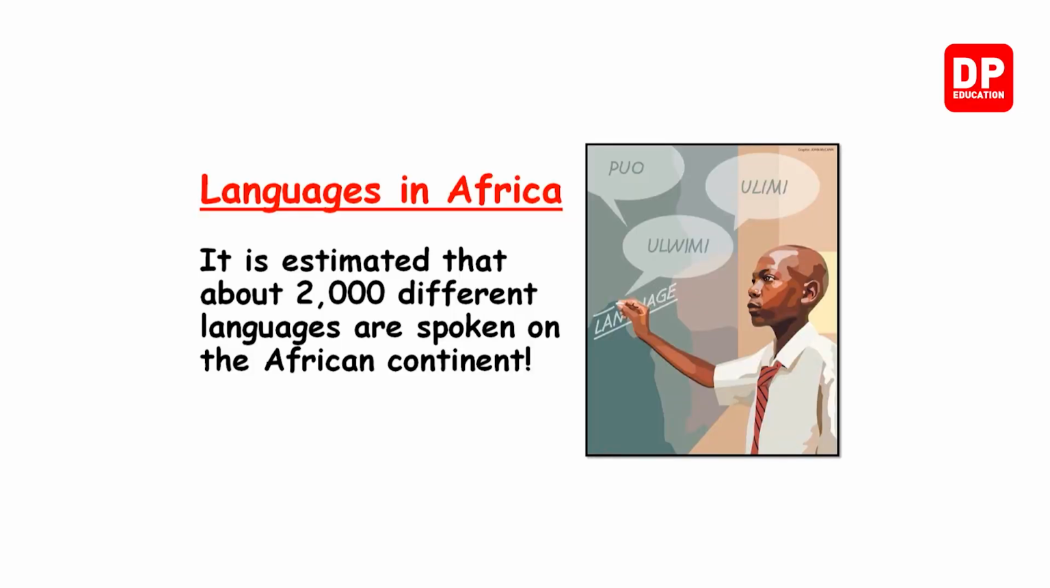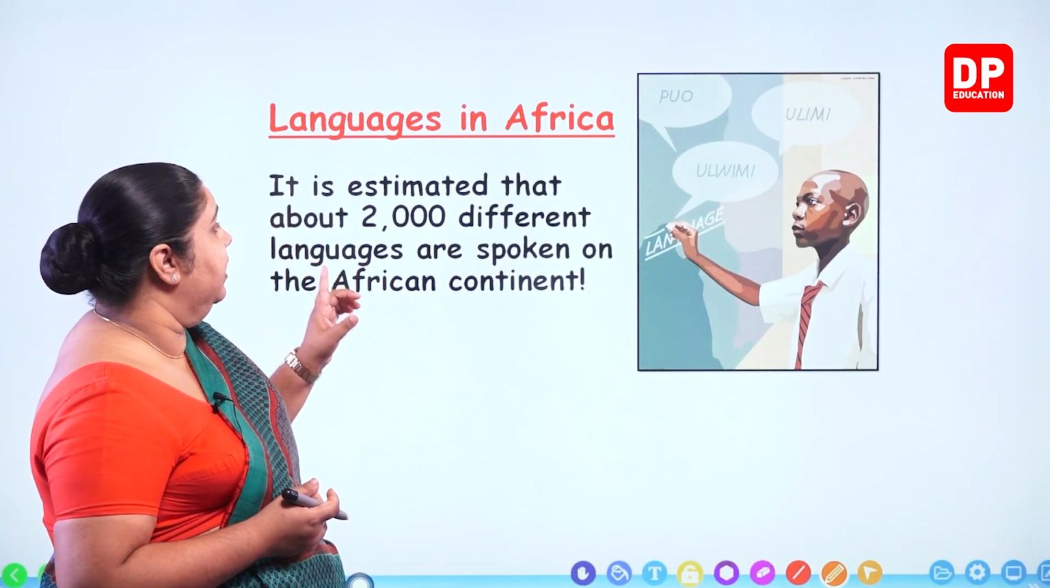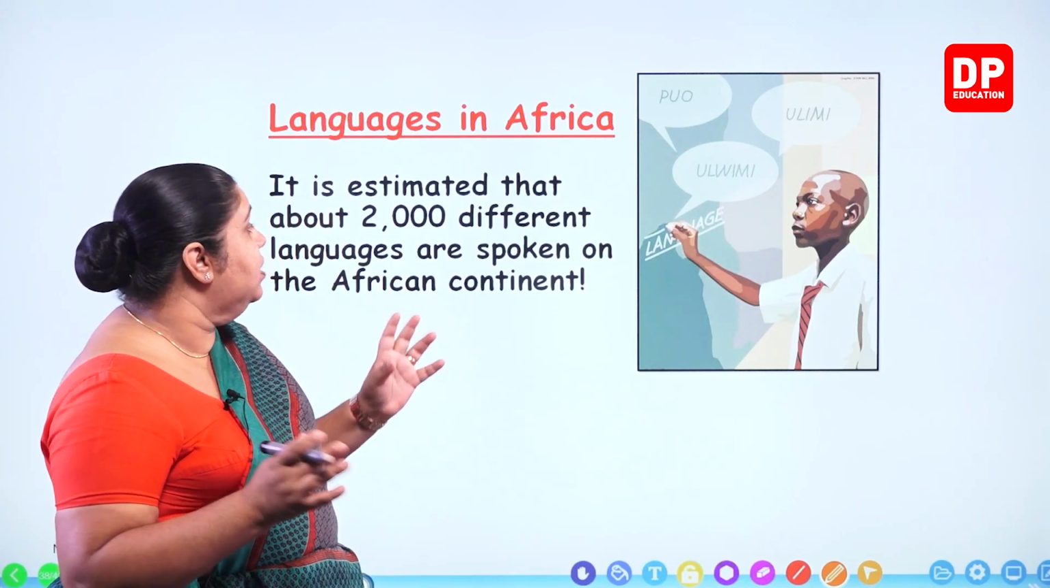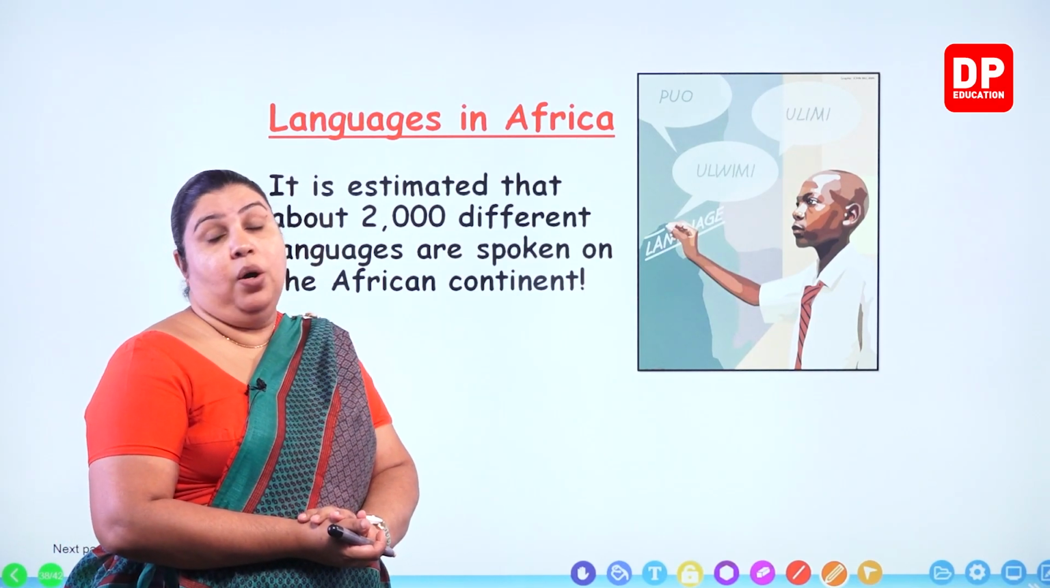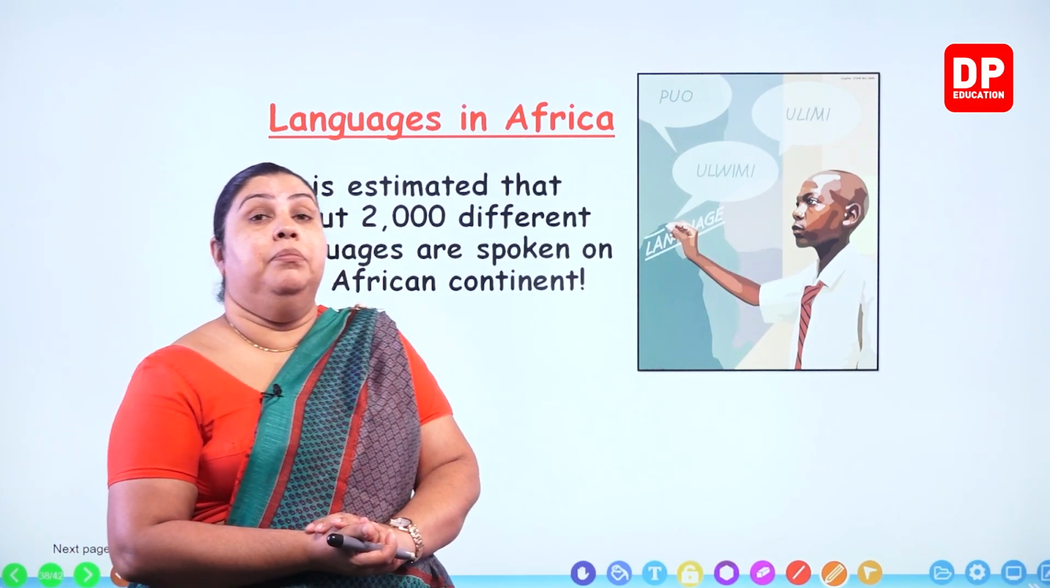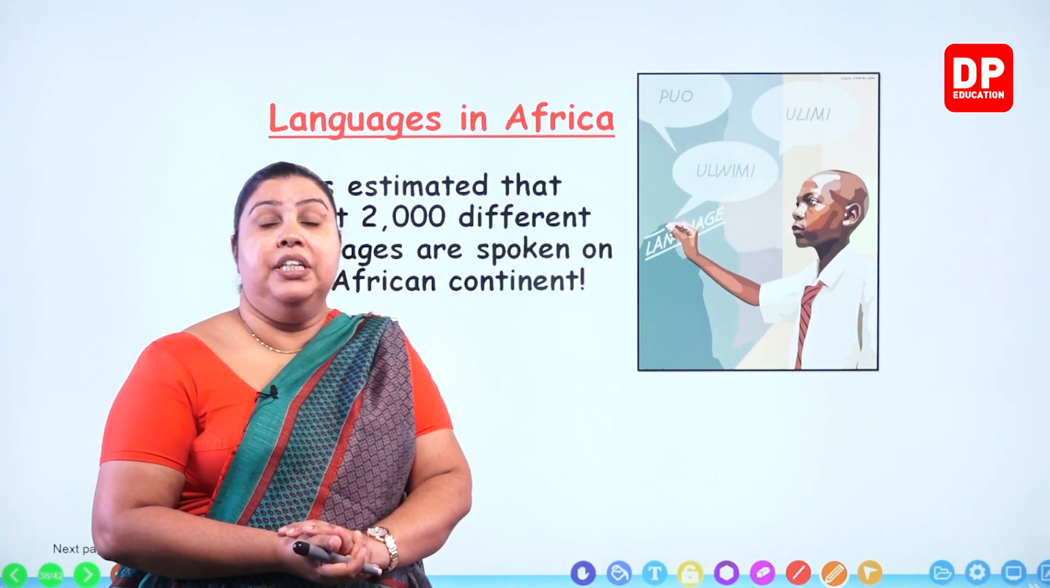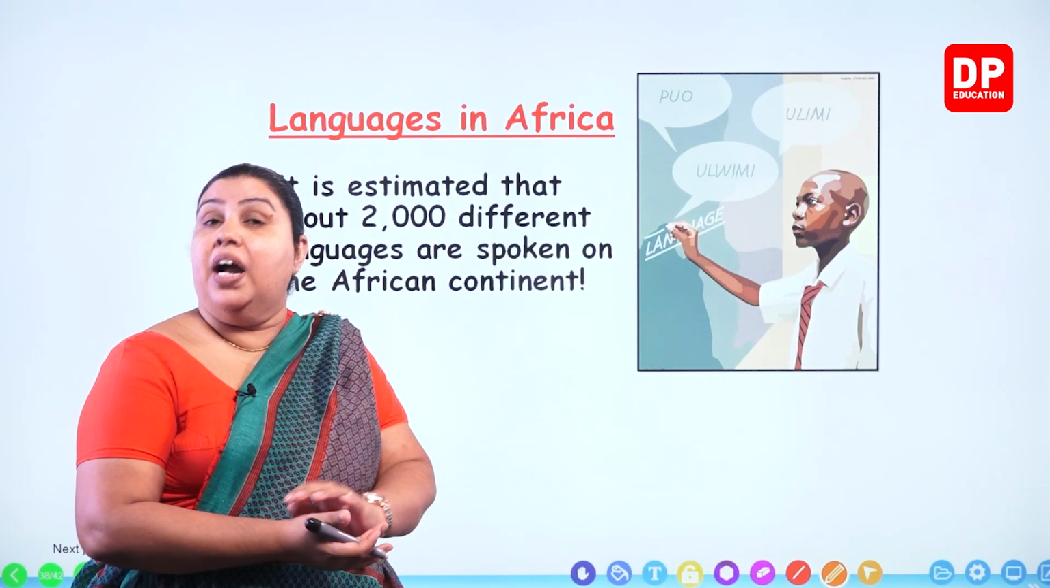Then what are the languages that are spoken in Africa? It is estimated that about 2,000 different languages are spoken on the African continent. Now, obviously, because it is the continent which carries the most number of countries.